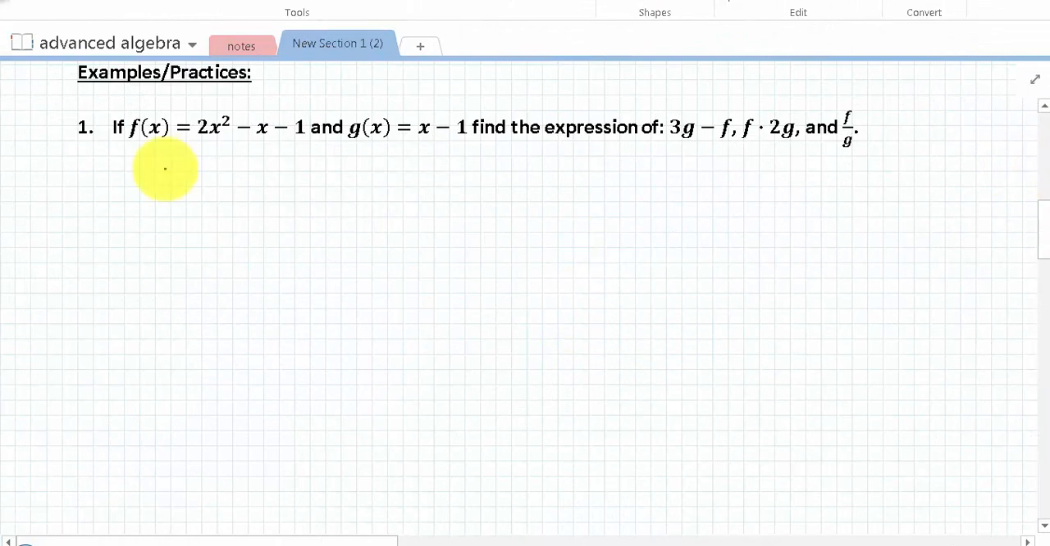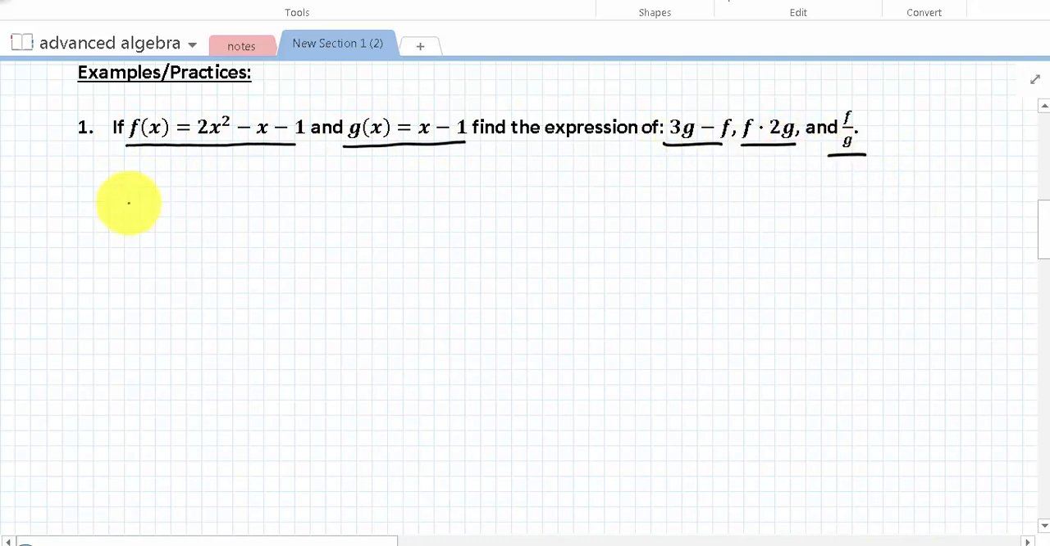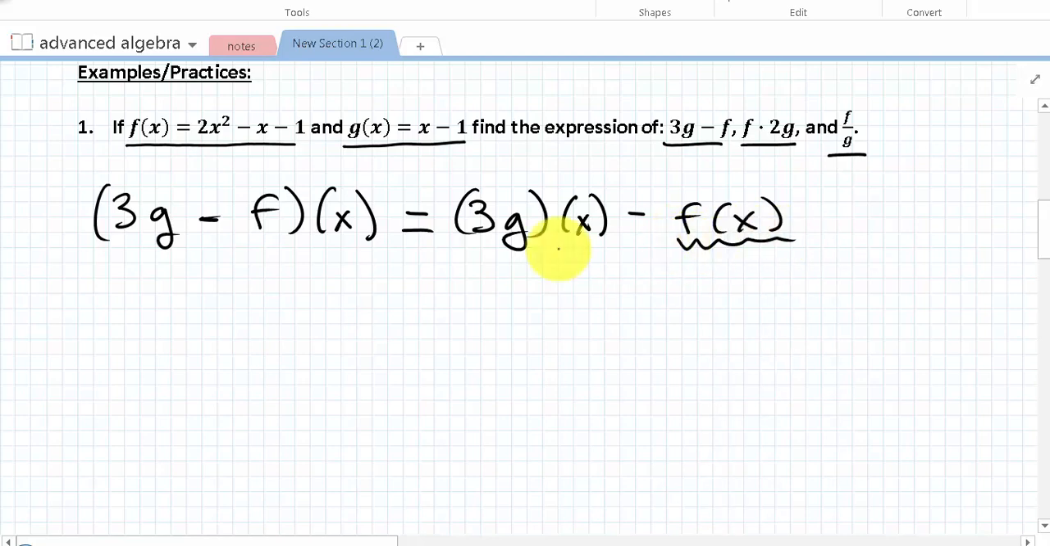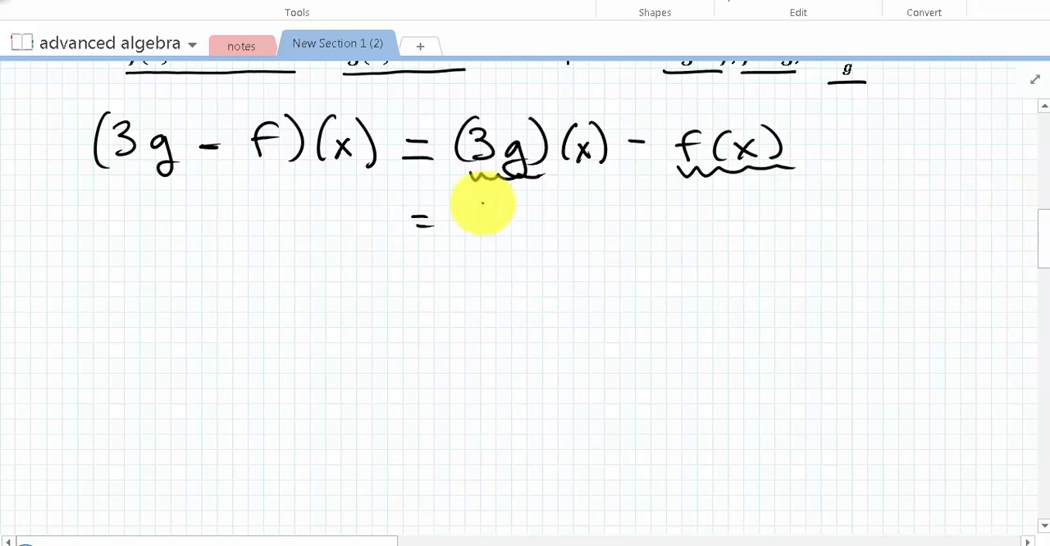So here's the first example. I'm given two functions right here, and I want to define these three functions. Well, let's start with 3g minus f. So let's express what it does to an input. By definition, 3g minus f applied to x means 3g applied to x minus f applied to x. I understand that. I'm not sure about this. We need to go one step further. So what is 3g applied to x? Well, this is 3 times g of x, minus f of x.